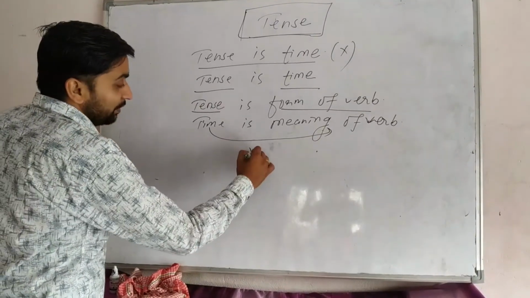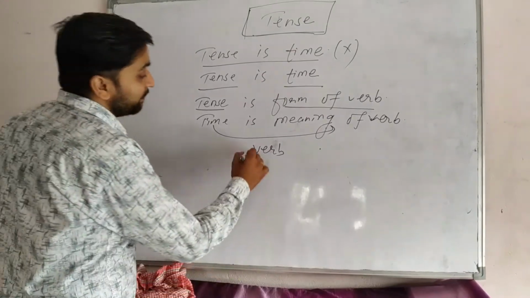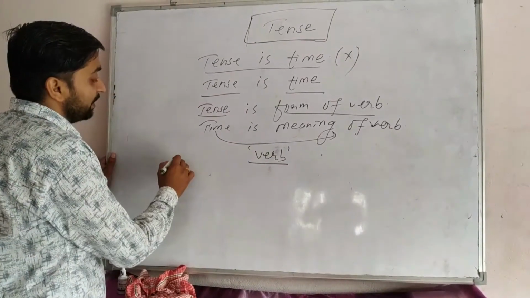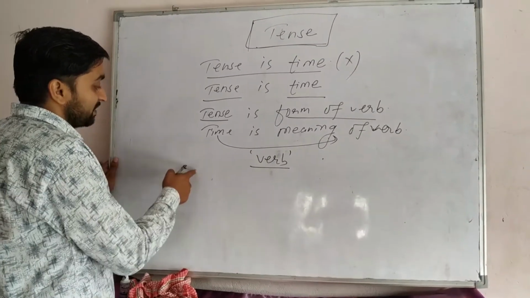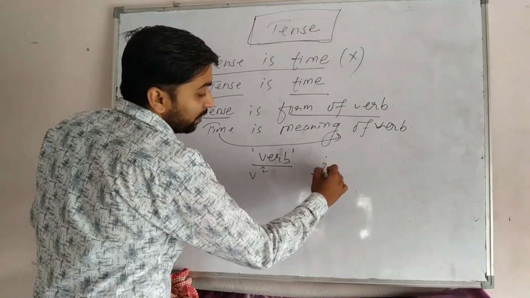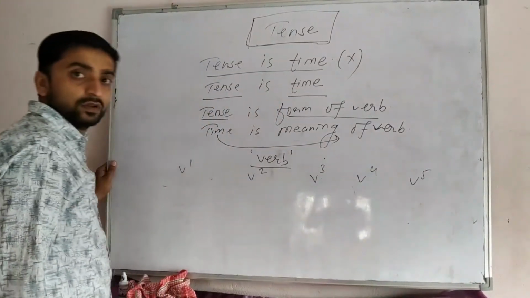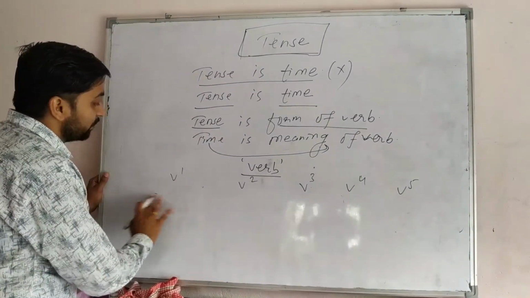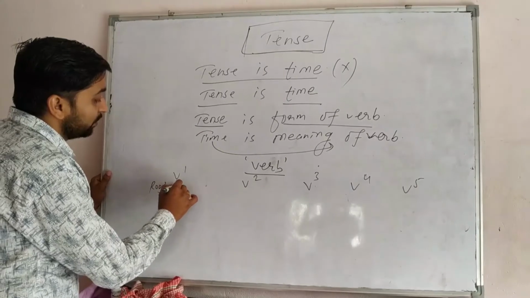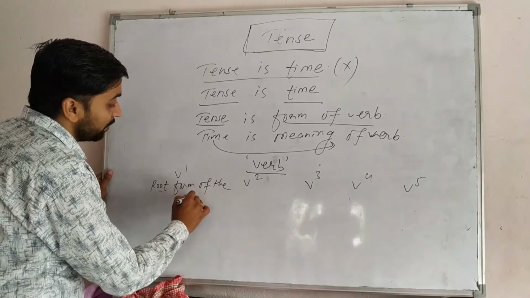In our earlier classes, in 5, 6, 7, 8, we have always studied about the verb. Generally, you see verb 1, verb 2, verb 3, verb 4, and verb 5. So verb 1 is what? It is also called the root form of the verb.